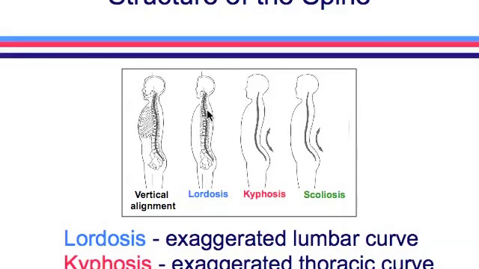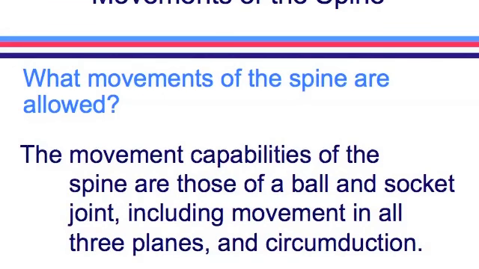A kyphosis, also considered by some to be the normal thoracic curve, can be exaggerated, and that's referred to as a hyperkyphosis. And then scoliosis is going to be in the frontal plane, so it's going to be a sideways motion, or a sideways position, I should say, that affects usually the thoracic and the lumbar.